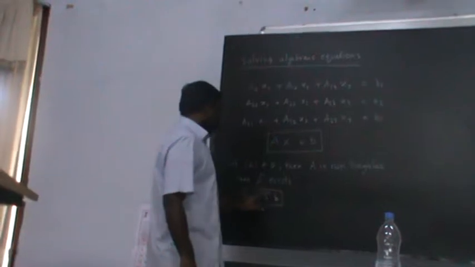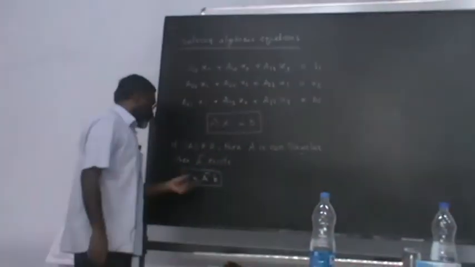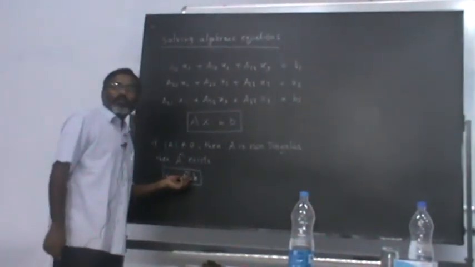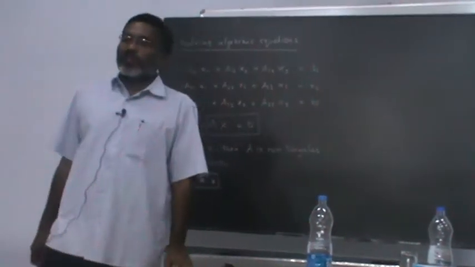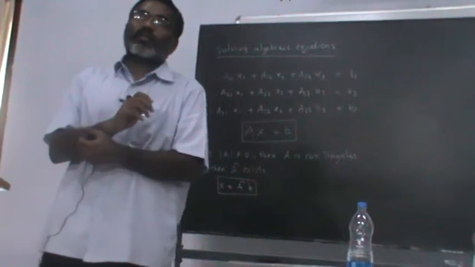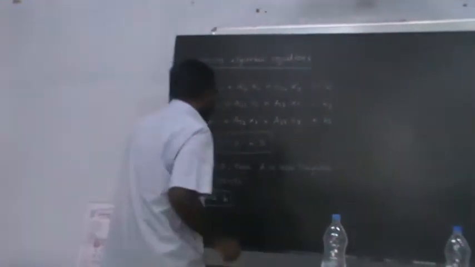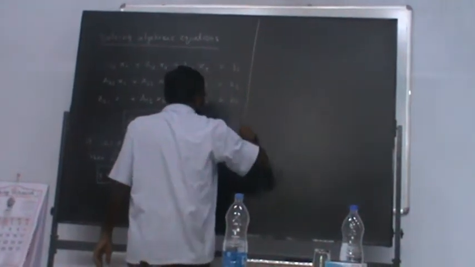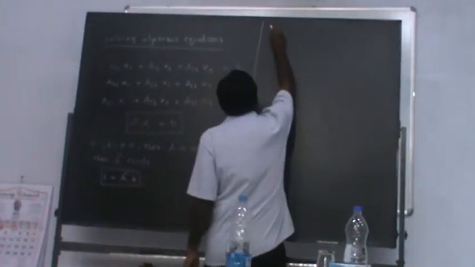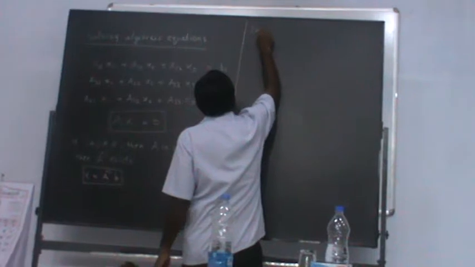But you have to ask a question: how easy is it to get this A inverse? How do you find the inverse of a matrix? Is it simple to find the inverse of a matrix? How do we write the inverse of a matrix? Inverse of a matrix.